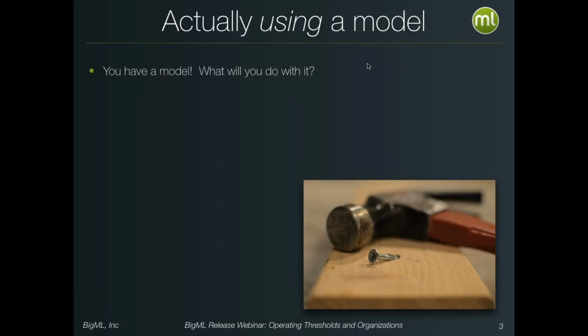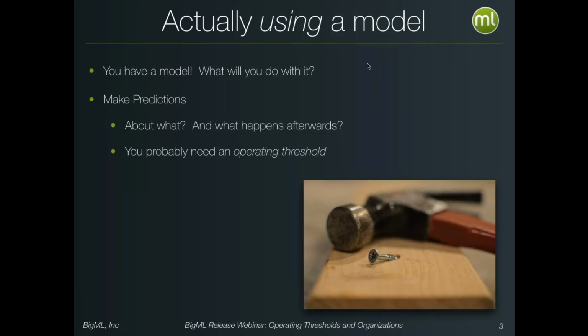So it's important that we use this model properly. What do we want to use this model for? Well, one thing we can use it for is to make predictions, just like I said a second ago. So let's think about that. What are we going to make predictions about? And then once we've made the prediction, we get a prediction from our machine learning model. What happens afterwards? What are you going to do with that? One of the answers to this question is that you probably need an operating threshold. You probably have to have some idea of how to interpret that model's predictions.